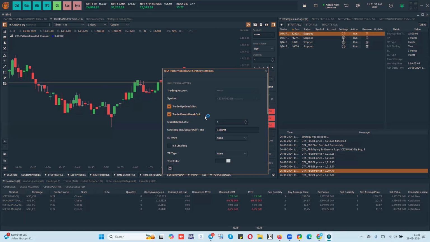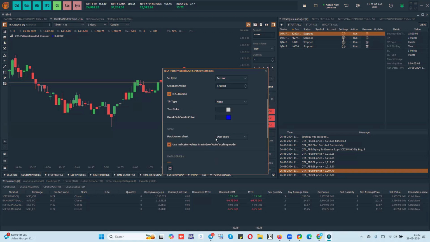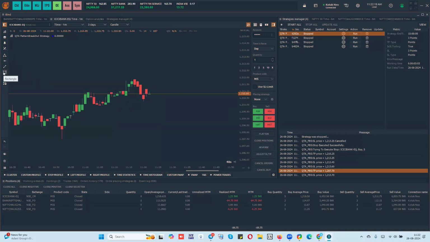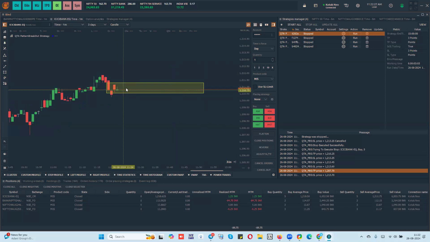I will add the strategy again. Again, I will select buy up and down breakout, quantity as 1, stop loss in points, or maybe I can do it in percentage, 0.5%, just to show how exactly it works. And take profit in points, 3 points. Okay, and I will select a range as a rectangle. So this will be my range. If the market breaks on the upside or downside, it will execute a trade. So I can reduce this as low as possible so that I can get a trade quickly.